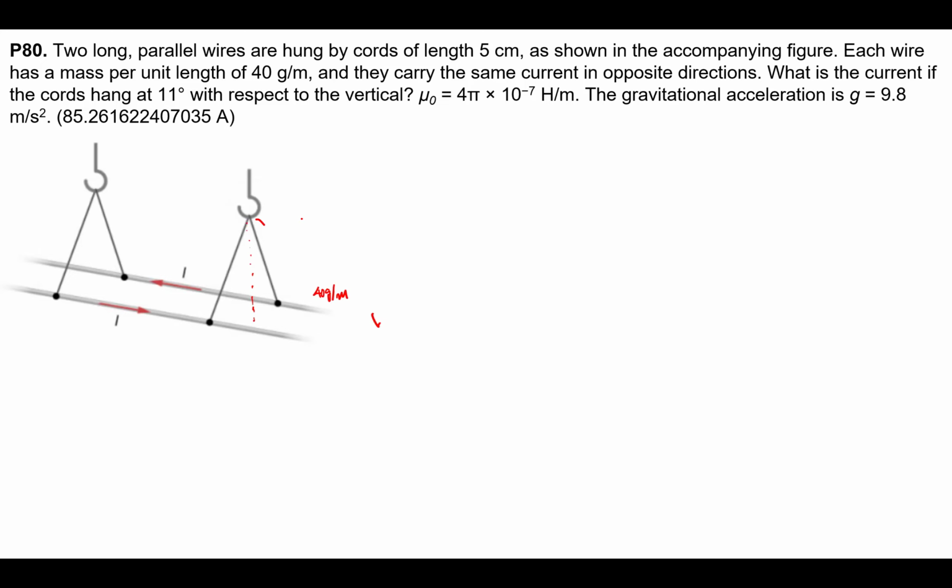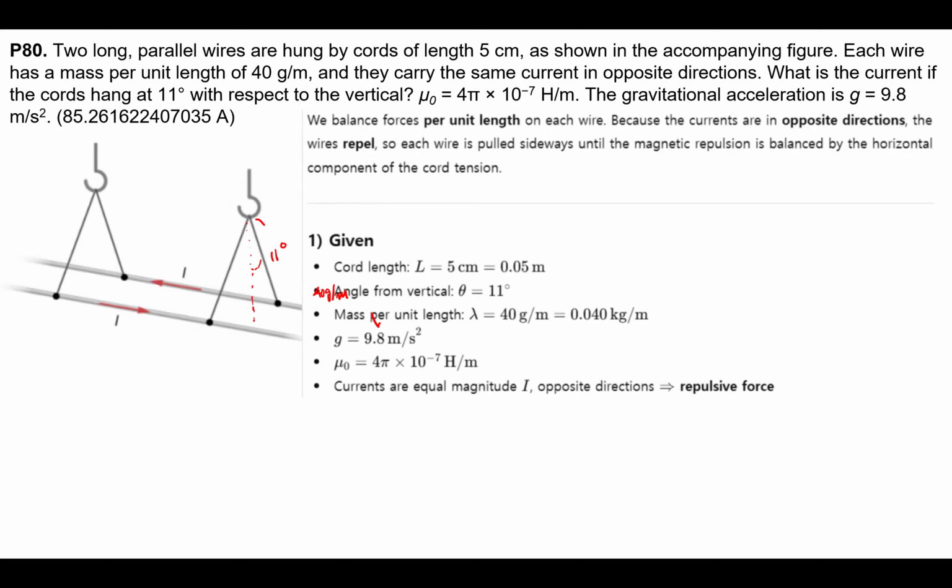So the angle is given with respect to the vertical, and the gravitational acceleration is given as well. In this case, what has to be considered is that, since the gravitational acceleration is given, we have to consider the gravitational force. But at the same time, we can think about how the forces are generated by these two wires. That's the thing we need to think about.